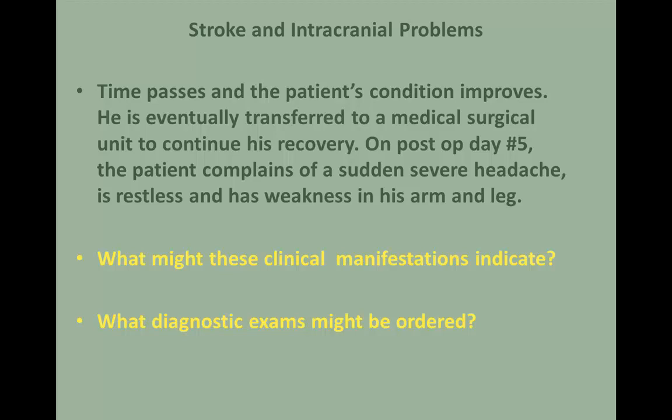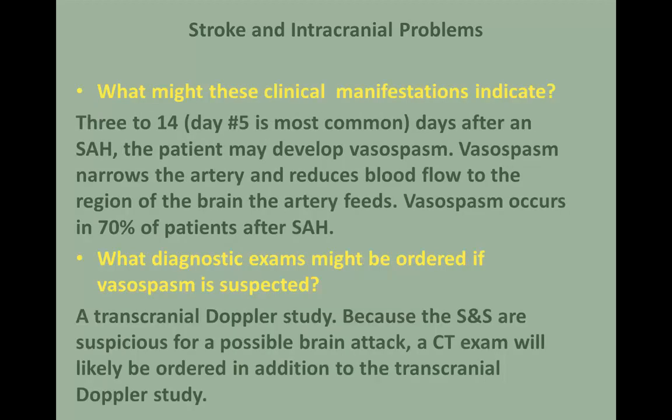And then on post-op day 5, the patient complains of a sudden severe headache. He's restless, and he's weak in his arm and legs. So what might these clinical manifestations indicate, and what diagnostic exams might be ordered? Well, the signs and symptoms indicate that this patient may have what's known as severe vasospasm with subarachnoid hemorrhage. This is a situation that occurs not with individuals who have ischemic strokes. This occurs within individuals who have subarachnoid hemorrhages.